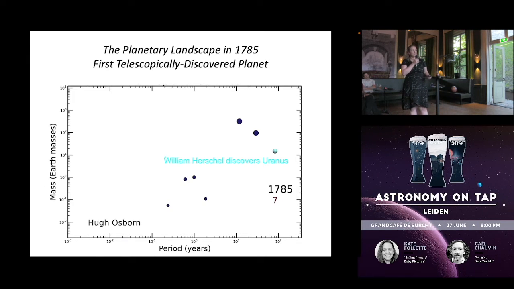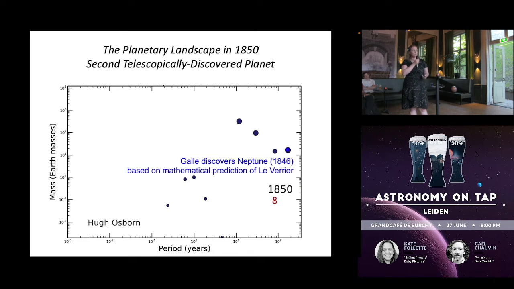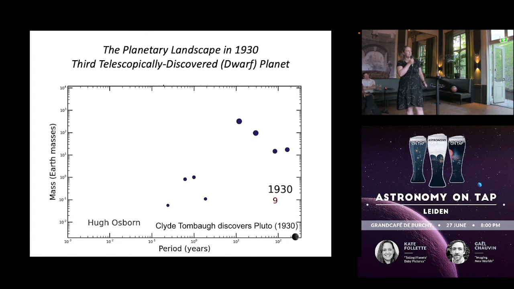Okay, if we jump forward to 1785, this was the first time that a planet was discovered with a telescope, Uranus. And then, in one of my favorite sort of historical stories, we predicted the existence of Neptune with math. A French mathematician named Leverrier predicted the location of Neptune. I'm an American, so I am contractually obligated by my nationality to mention that Clyde Tombaugh discovered Pluto in 1930, even though it's not a planet. And I can talk about why later if you care.